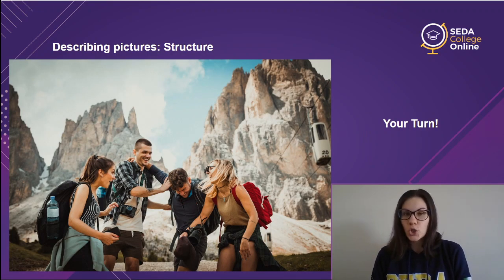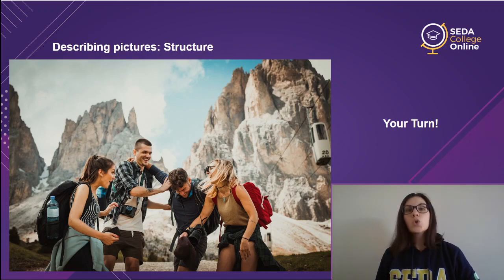This is your picture. Look at it very, very carefully and write a short sentence. In the background, we see this, while in the foreground, we see that. And you can start with either of the two you want. You can start with the background, you can start with the foreground. It's your choice, whatever you think would be best.